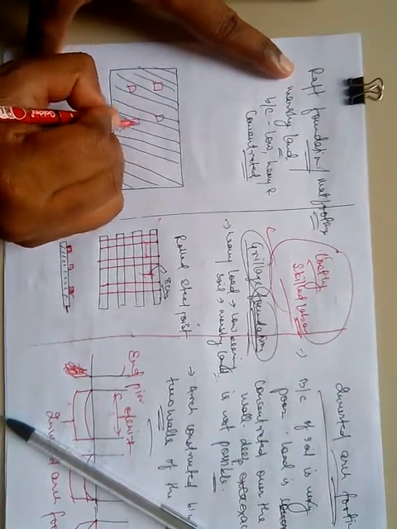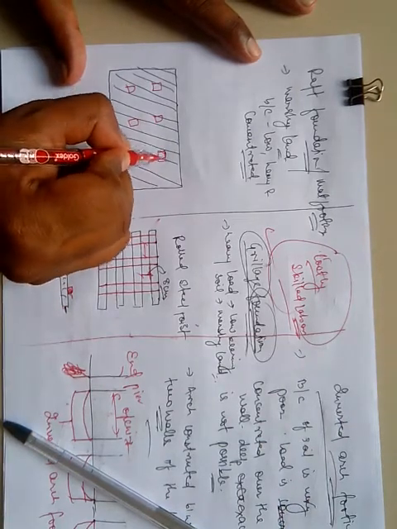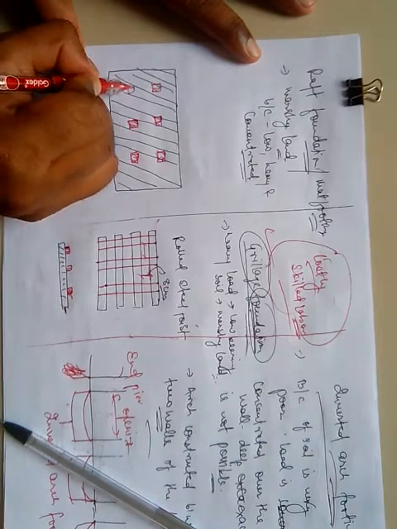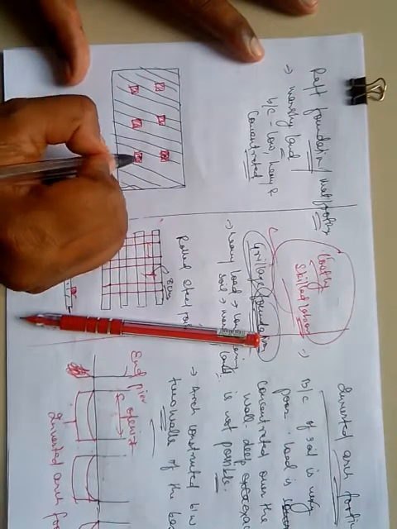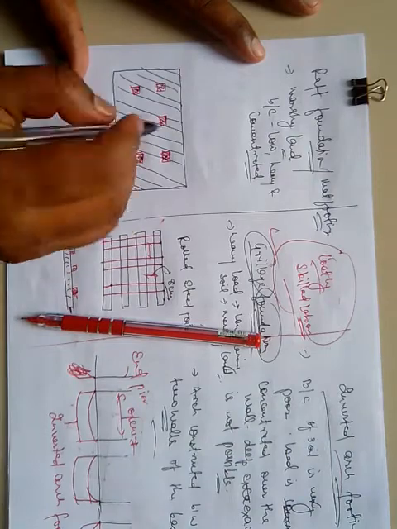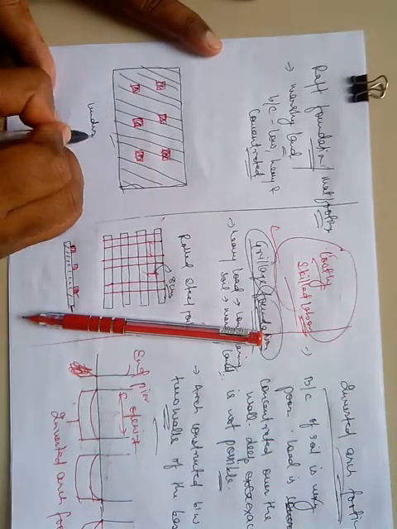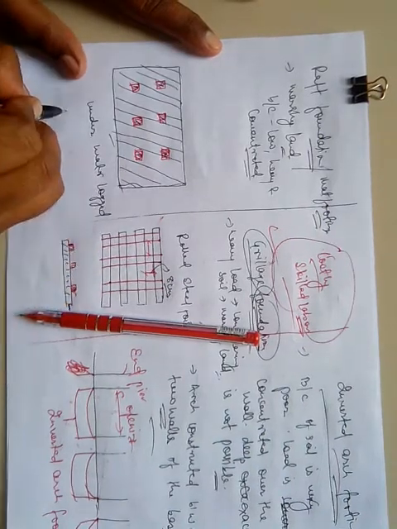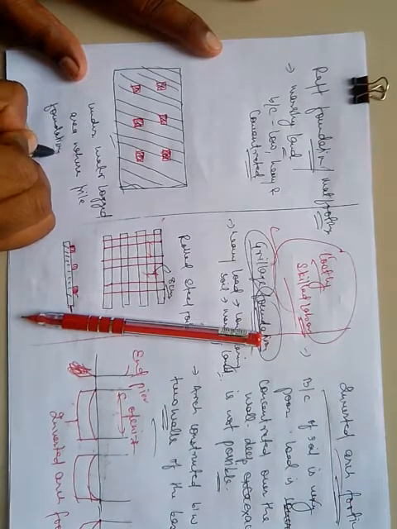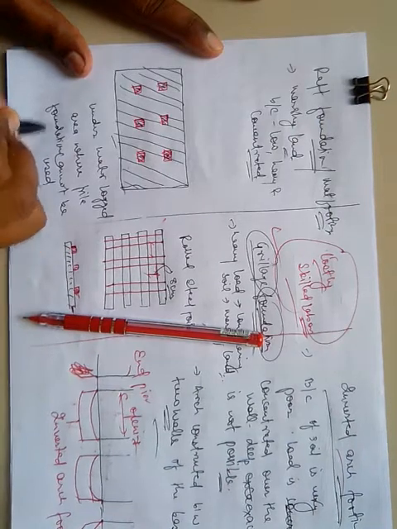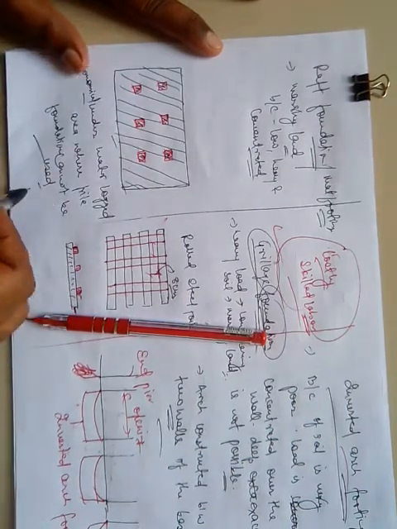And we build columns over here. Okay, so this acts like a mat. This one is acting like a mat, and these are the columns we build over it. Okay, so this is the raft foundation. It is very economical under waterlogged area where pile foundation cannot be used.